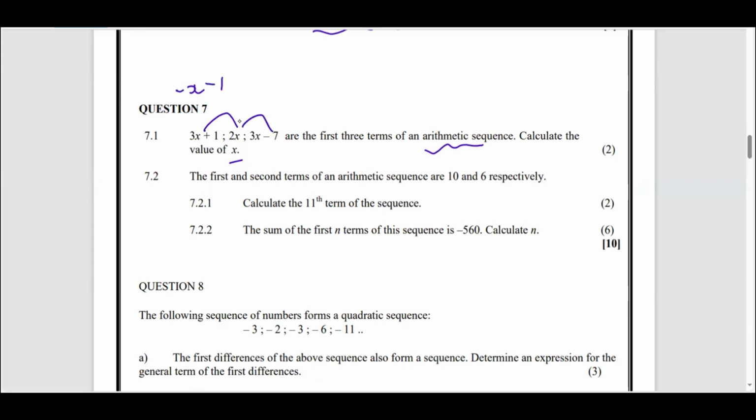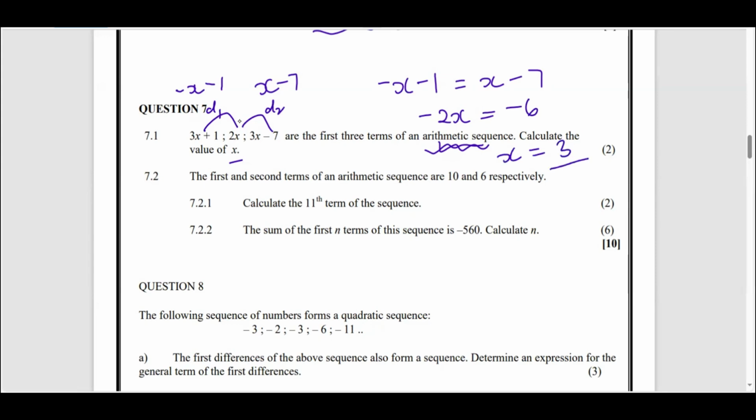The difference here is 3x minus 2x. That's going to be x, but still with a -7. So this is our difference 2. This is our difference 1. And then we just have to equate the two. So negative x minus 1 is equal to x minus 7. Let's move the x that side. It is going to be negative 2x is equal to negative 6. Divide both sides by negative 2, which means my x is 3.